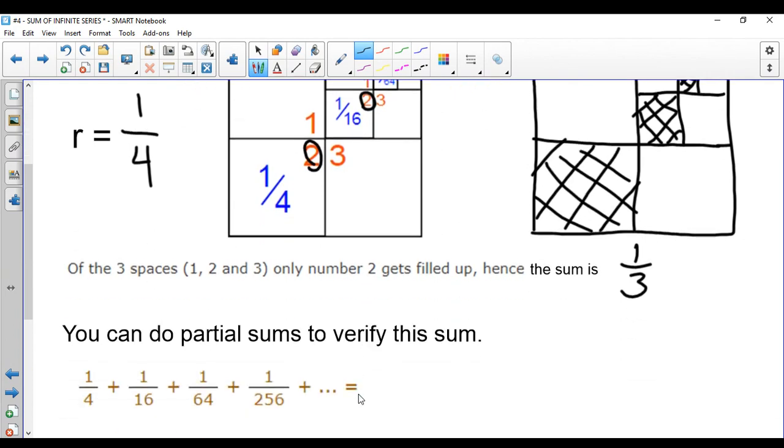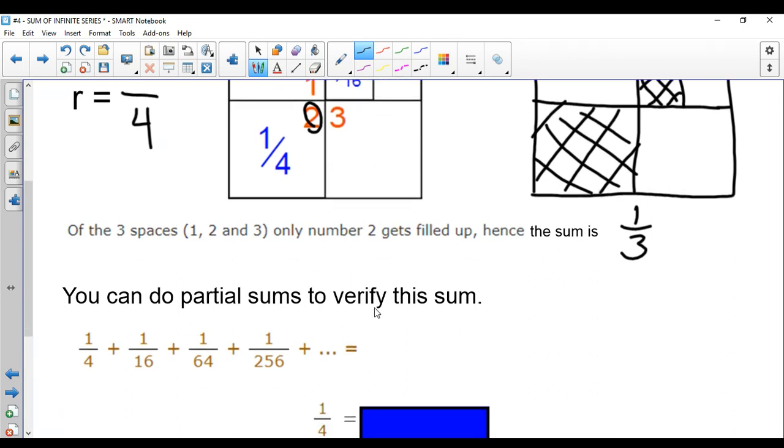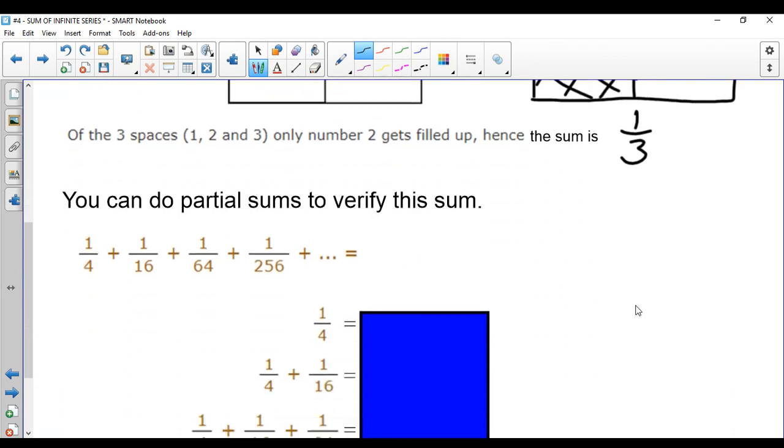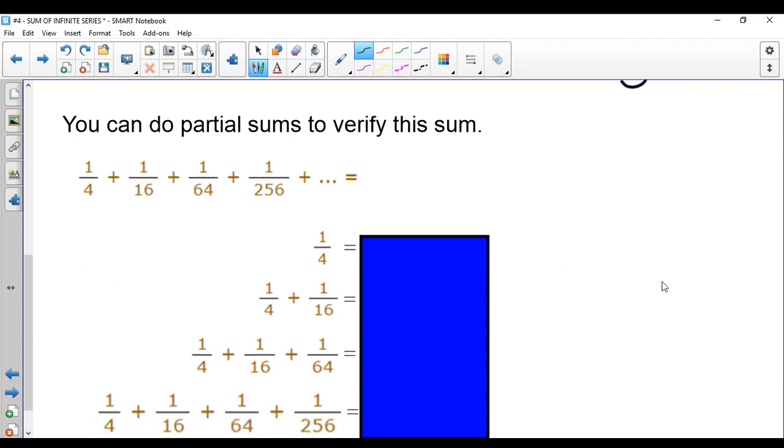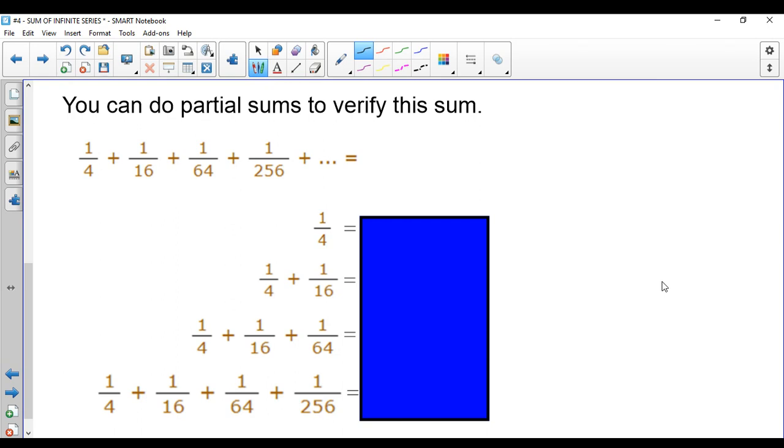Is there like a more mathematical way to go about doing this? Of course there is. And that is using what we call the partial sums. Remember, a partial sum is adding up a specific number of terms of a sequence. So this is an infinite series where, again, we have the terms that we just talked about from above. So if we, again, focus on the partial sums to see, do we actually get a third?